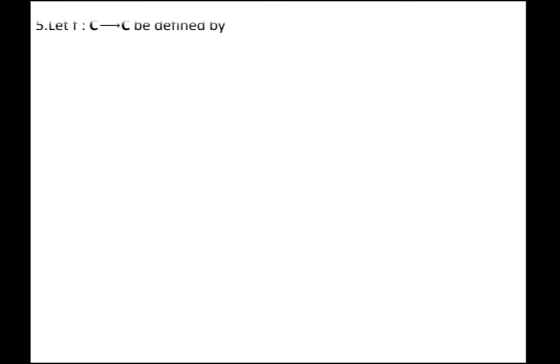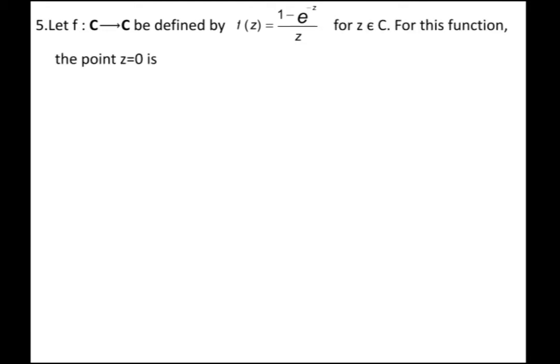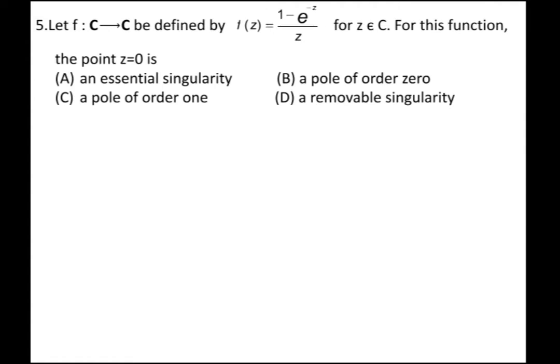Next question. Let f from C to C be defined by f of z equal to (1 minus e raised to minus z) by z for z in C. For this function, the point z equal to 0 is, with options: first one, an essential singularity. Second one, a pole of order 0. Third one, a pole of order 1. And fourth one, a removable singularity.